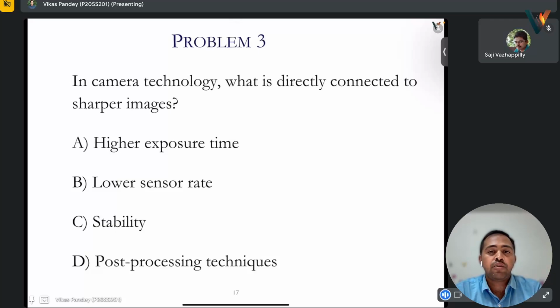So now in camera technology, what is directly connected to sharp imaging? High exposure time, lower sensor rate, stability, or post-processing techniques? Higher exposure time will make a lot of data and it will not be a sharp image. So something that is very important is stability. If with the same exposure time and same sensor rate, the camera is stable in one case and unstable in another, it will have different sharpness of images.